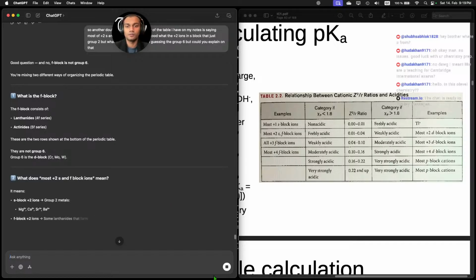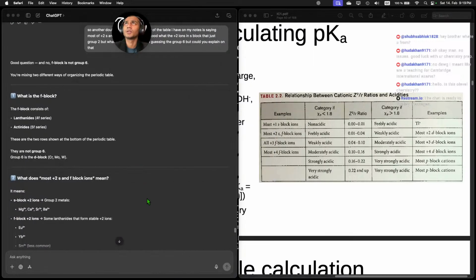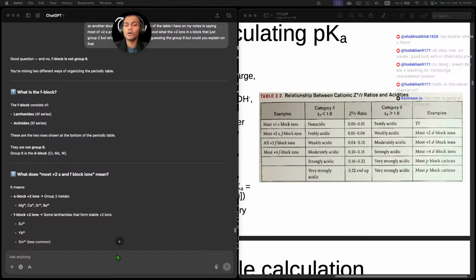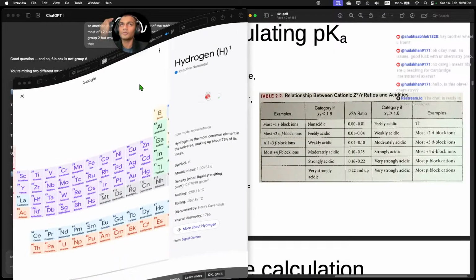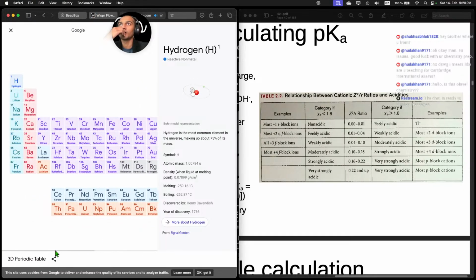Good question, and no. I really thought that was it. Oh, F block. That was D block. F block. Damn it. That was D block, gang. Where is it? So this is F block. Now +2 F block.